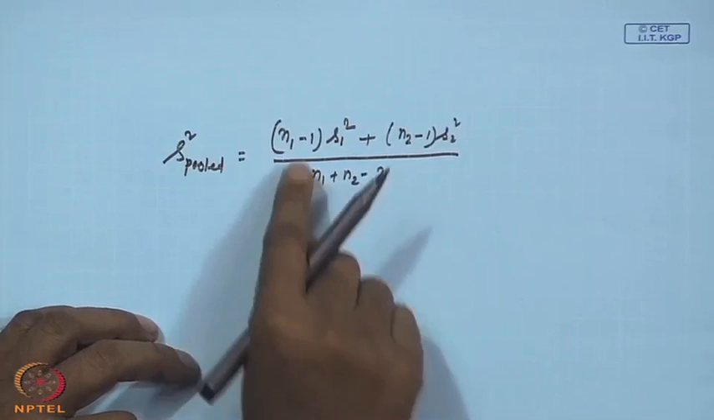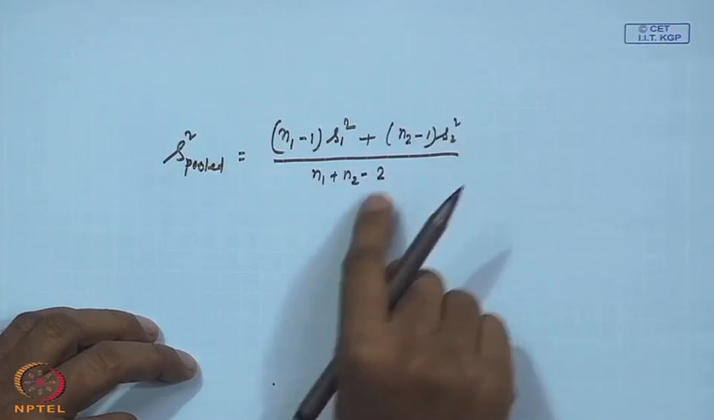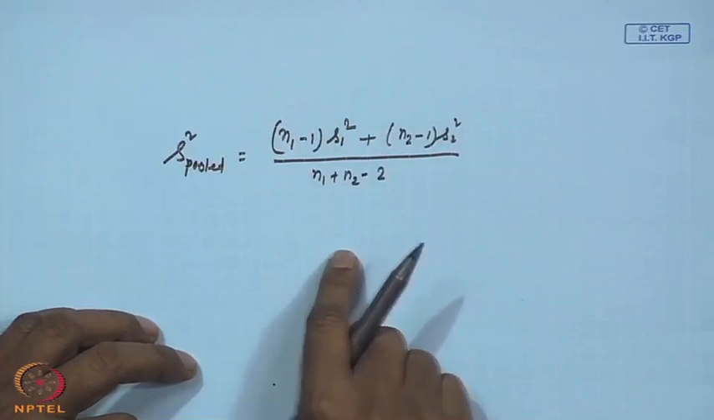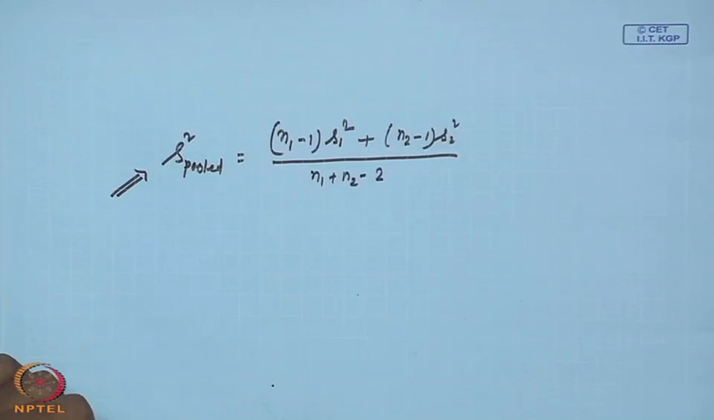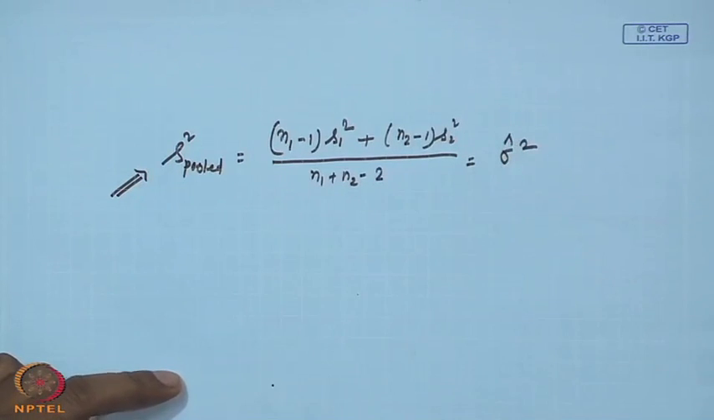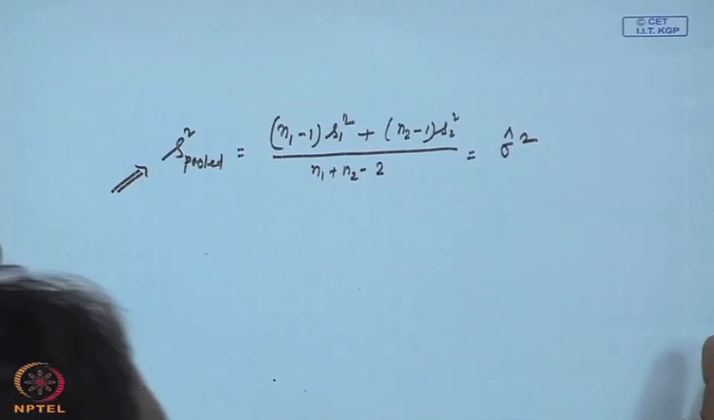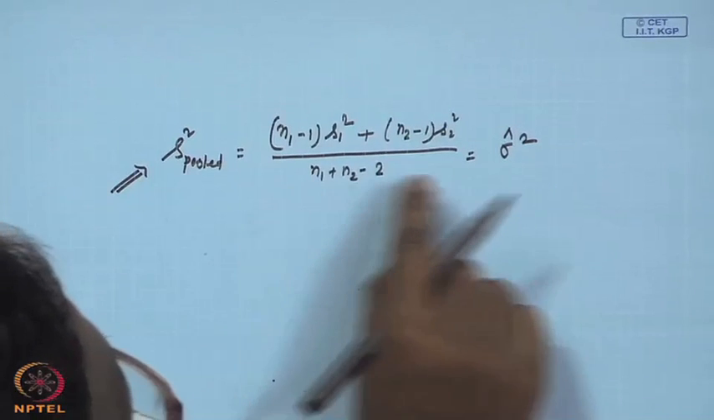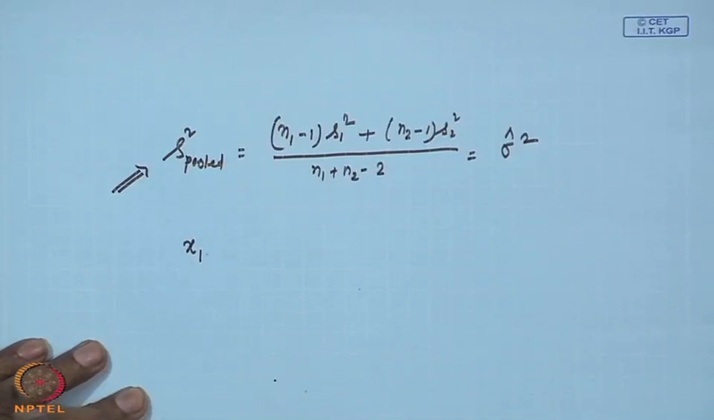The reason is you have calculated x1 bar, 1 degree is lost, x2 bar is calculated, and that degree is lost. So, this is the resultant. This is what we are saying, S pooled, or the combined variance. And this one we are saying is the estimate of sigma square. If this is the case, and if we consider that things are coming from normal populations and the sample size is large, in that case what will be your interval?